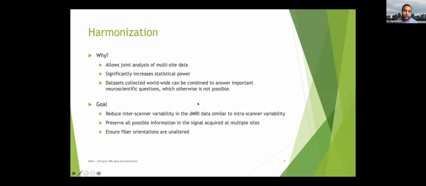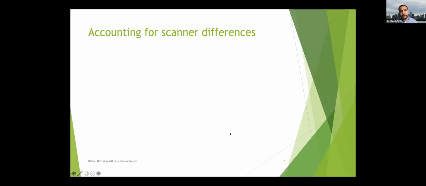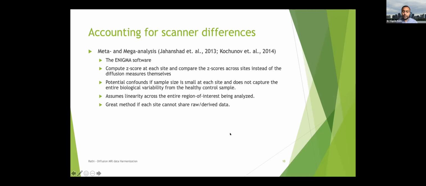So I'm just going to brush through it. But our goal is to try to see if we can reduce our inter-scanner variability to intra-scanner variability. And a specific aim is to ensure that fiber orientations and everything else stays the same when you do this harmonization. This is important for diffusion MRI data in particular. And so now I'll provide details about what people have done so far in diffusion MRI or elsewhere also.